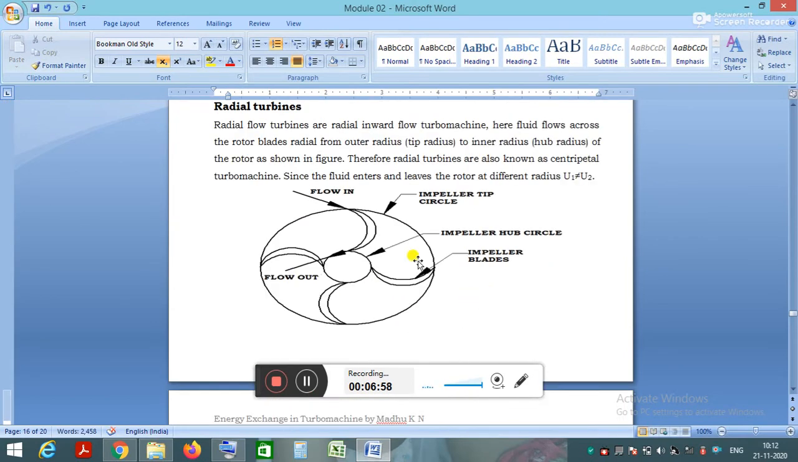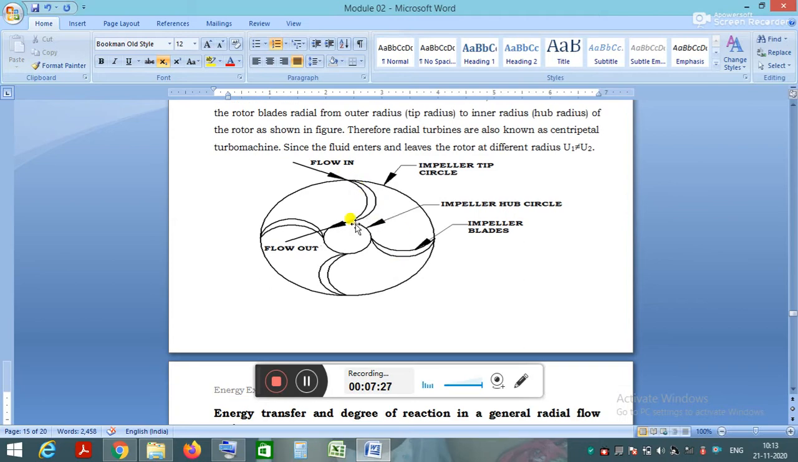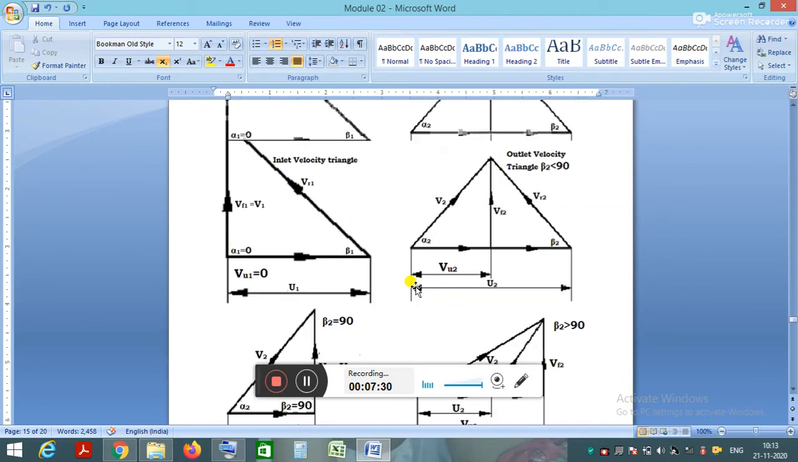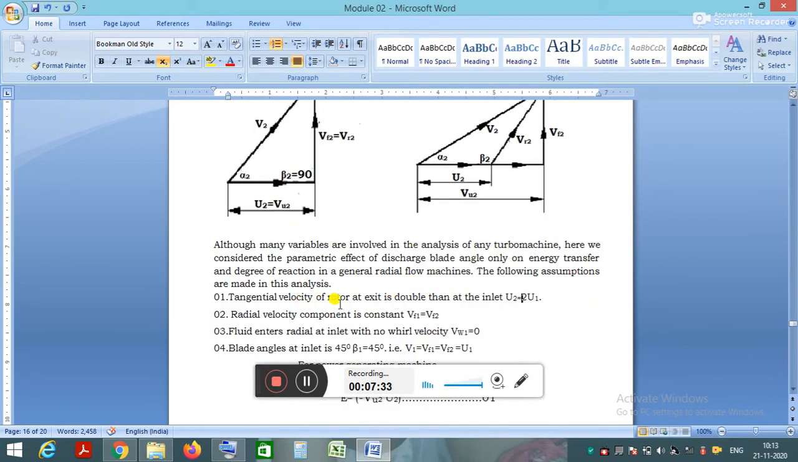I already said the fluid enters at the tip of the blade and moves towards the rotor, and the blade velocity continuously increases as the fluid flows from the outer tip to the inner tip. The blade velocity U1, at the inlet of the fluid, is smaller, and at U2 it continuously increases. We assume that the tangential velocity of the rotor at the exit is double that at the inlet.